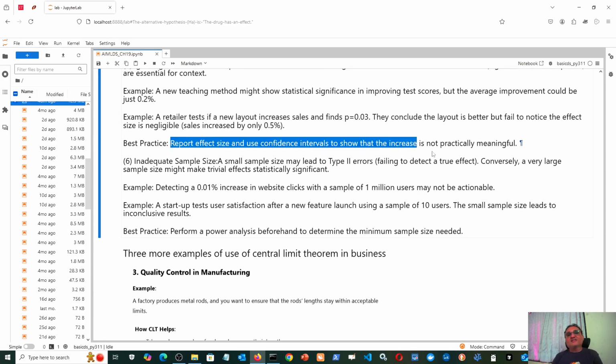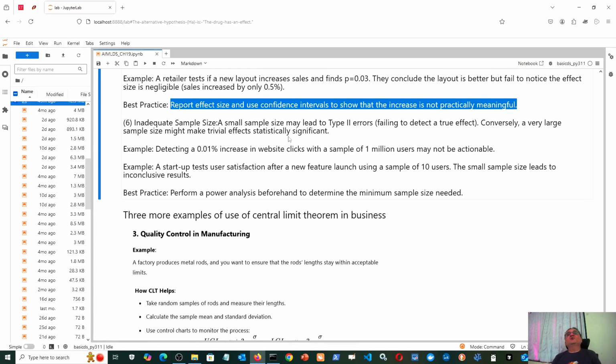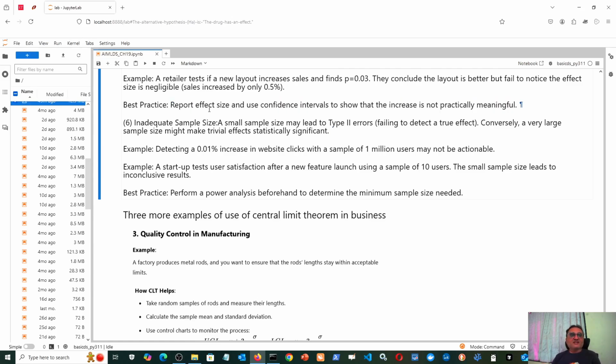So a good practice is that when you create the report of a hypothesis test, not only report the conclusion, but also report the size of the effect, so that a proper business decision can be taken.